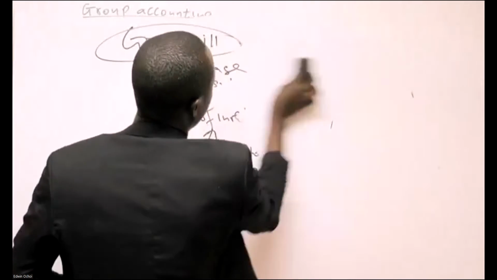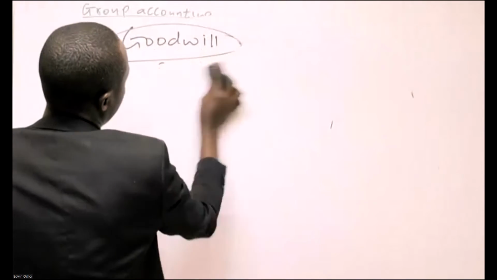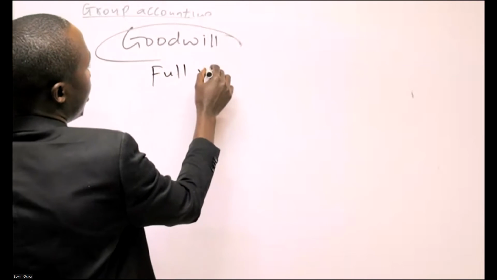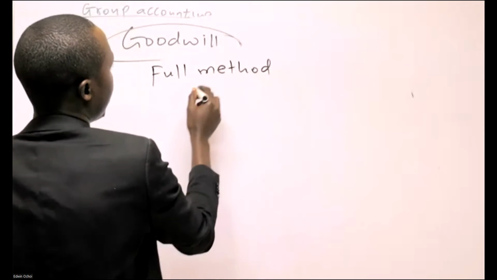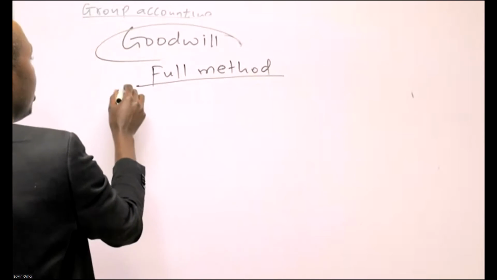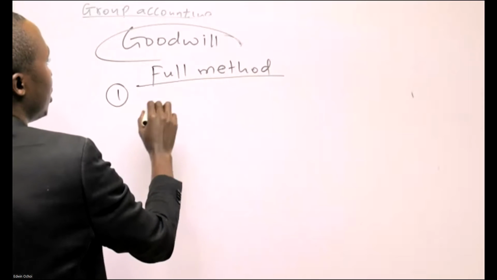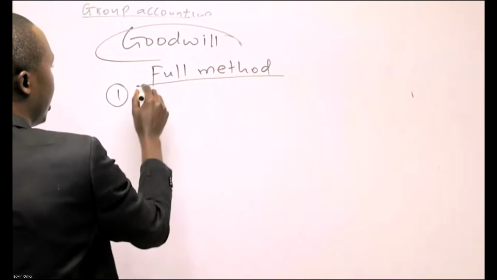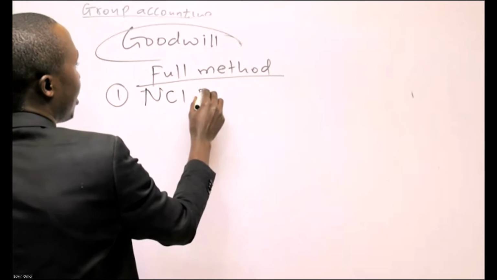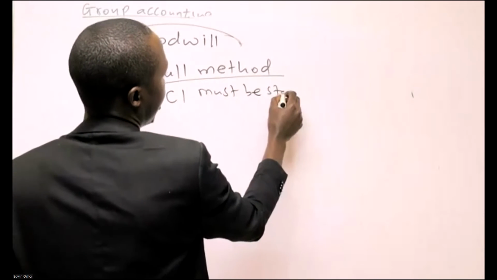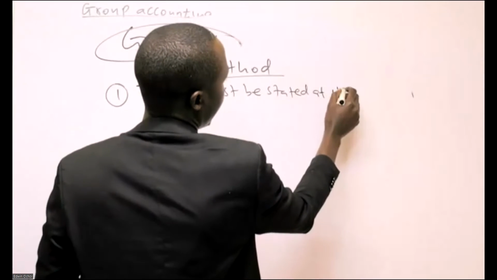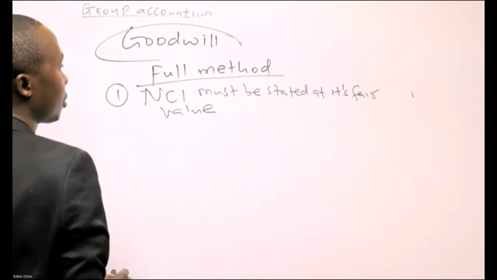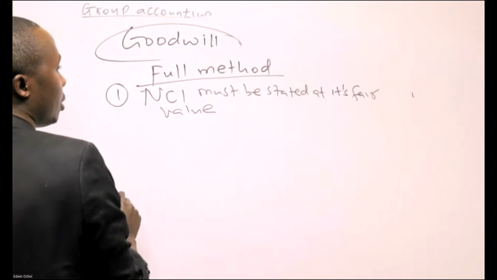Let's mention something here so that you understand what I mean. For the full method to be applicable in the computation of goodwill, the NCI, non-controlling interest, must be stated at its fair value. So that is the first scenario.